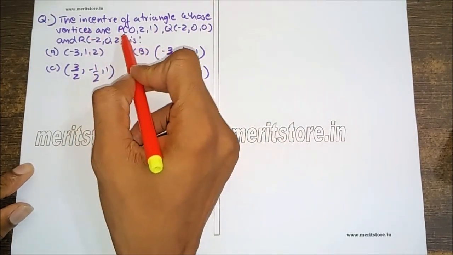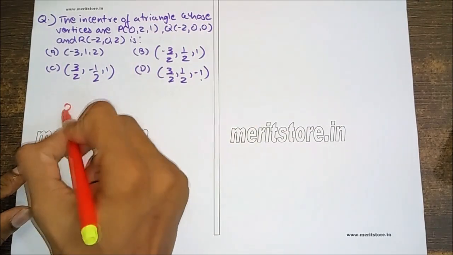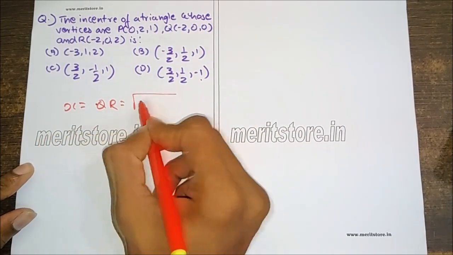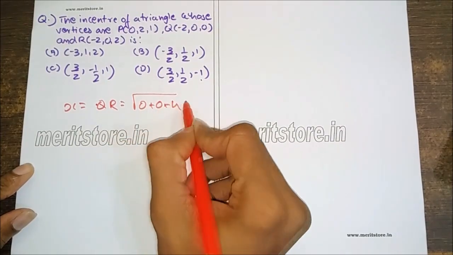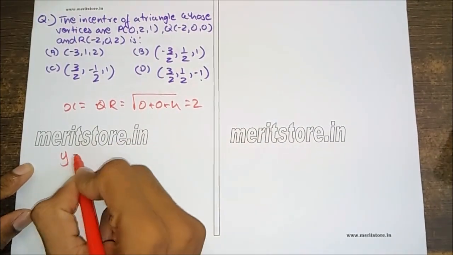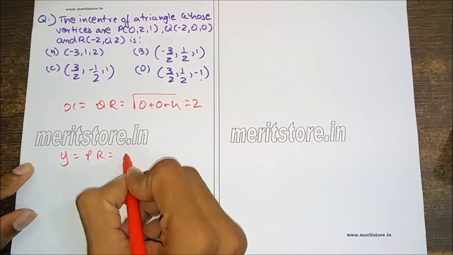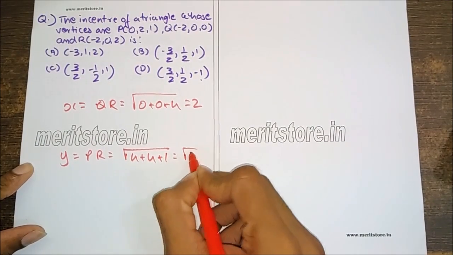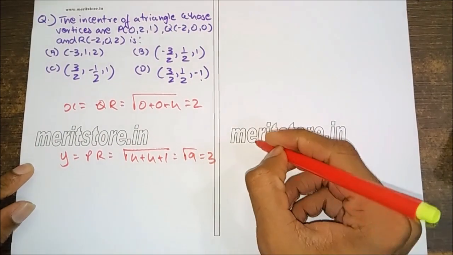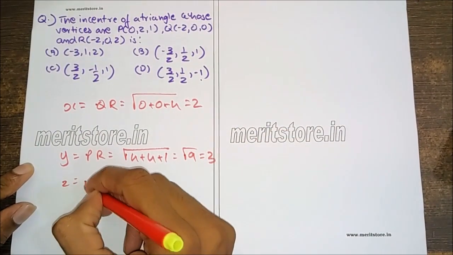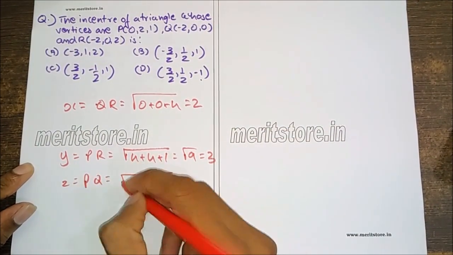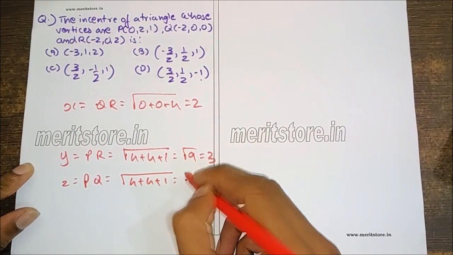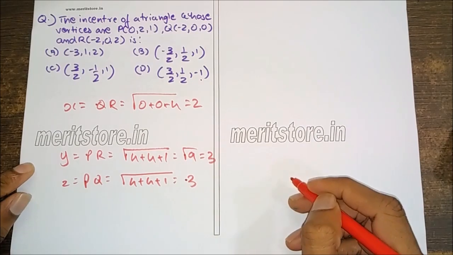Since given vertices, we have x is equal to QR. We solve for QR, we get root of 0 plus 0 plus 4, equal to 2. And for y, we can write as PR is equal to under root 4 plus 1, which is equal to root 9, which is equal to 3. And for z, we can write as PQ, which is under root of 4 plus 1, which is equal to 3.